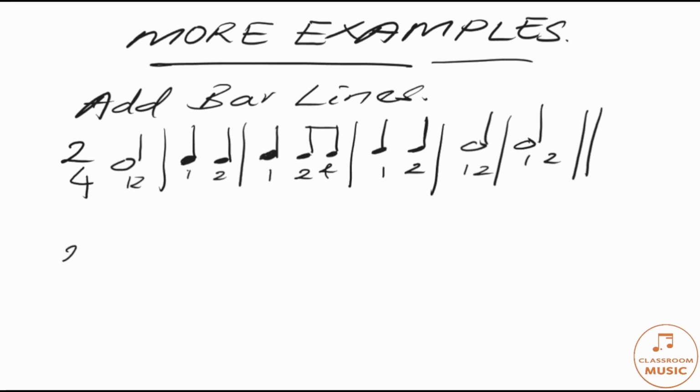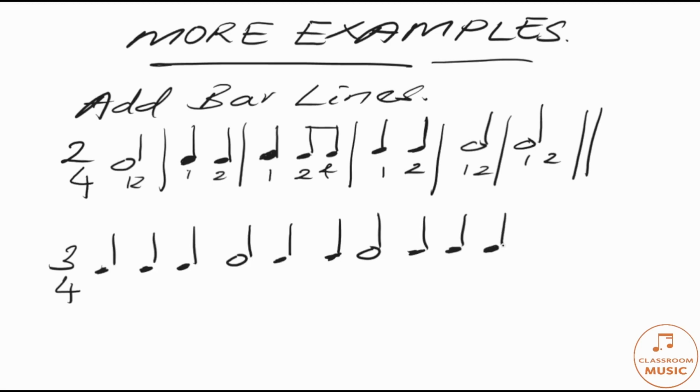Next. Now the time signature is 3/4. 3 quarter notes in every bar. We count 3 quarter notes, we add a bar line. Simple. 1, 2, 3, bar line. 1, 2, 3, bar line. 1, 2, and 3, bar line.